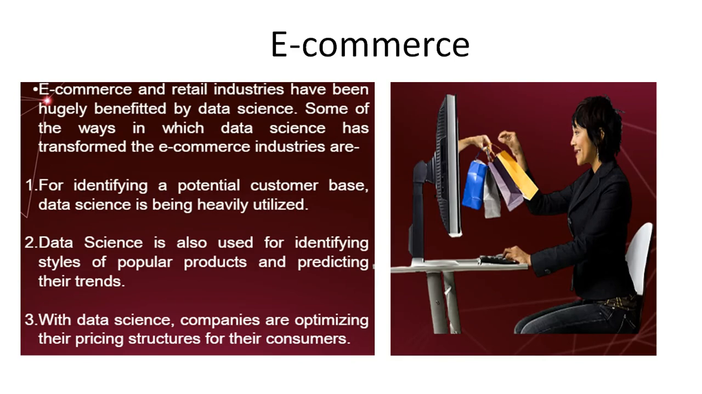With data science, companies are also optimizing their pricing structures for their consumers. If you check Flipkart, Amazon, they have very little margin differences. In some products, Amazon may be at a lower range, and in some products, Flipkart is at the lower range. So who is helping them? Data science is helping the companies optimize their price structures, okay, for the customers.